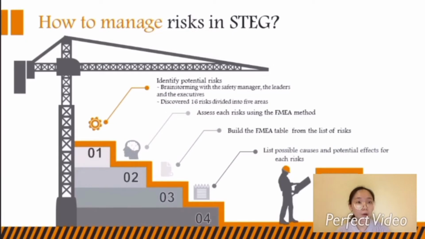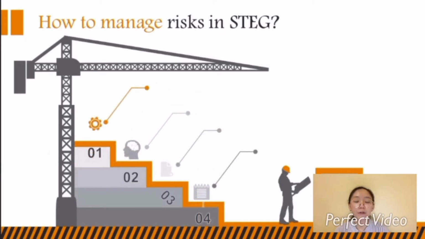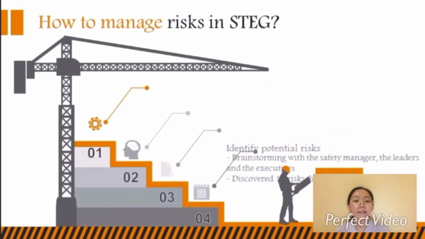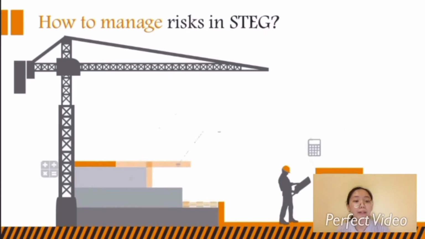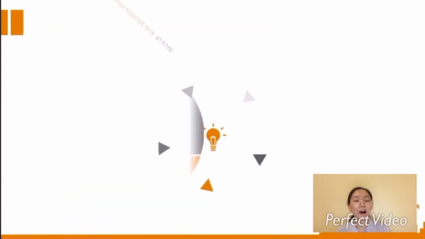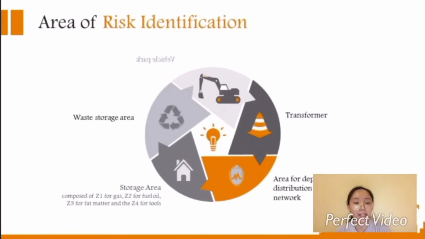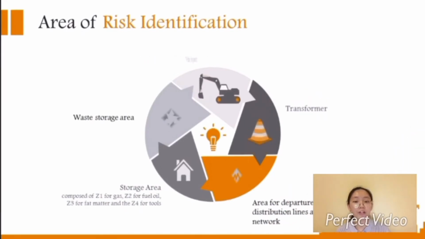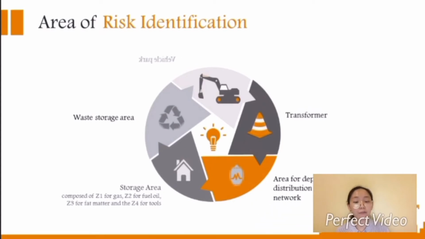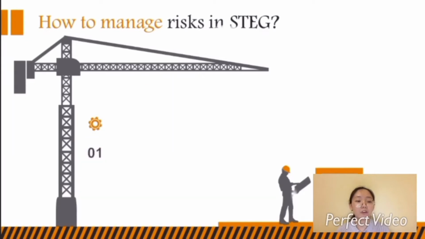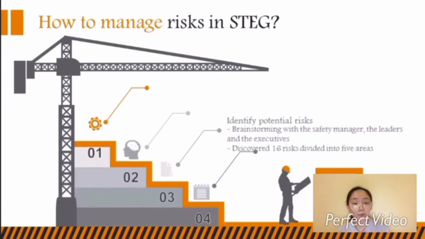In order to achieve that goal, the company does risk management by the following steps. The first one is to identify potential risks by doing a brainstorming with the safety manager, the leaders, and the executive. In the process, they discover there are 16 risks divided into 5 areas. And what are those 5 areas of risk identification? They are vehicle park, waste storage area of gas, fuel oil, fat matter, and tools, and then transformer, and the last one is the departures of distribution line and electricity network.